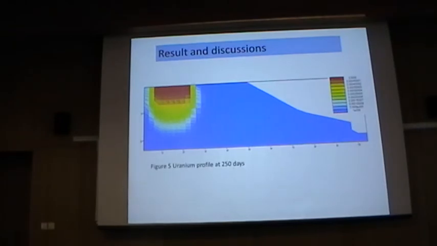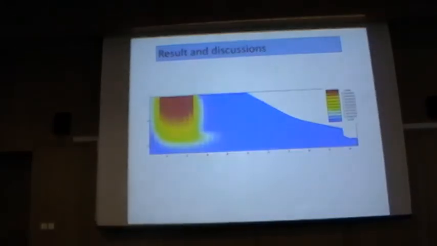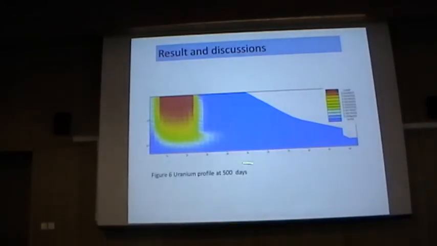And this is the uranium profile after 250 days. Here we see it's leaking. It reaches about 80 meters, but it still didn't reach the river. Here we see the uranium profile at 500 days, still didn't reach the river, but the groundwater is at about 12 meters, so it has already polluted the groundwater.